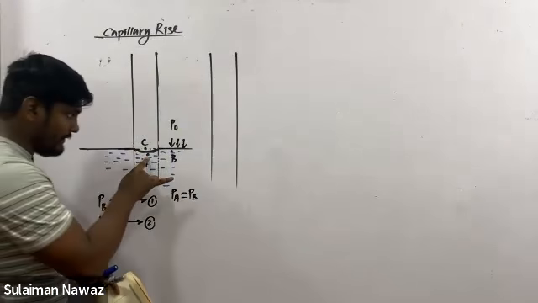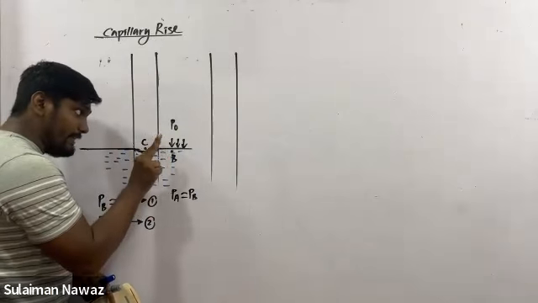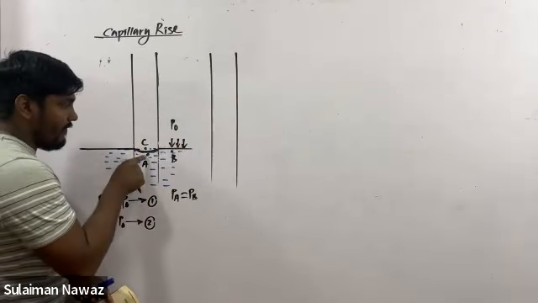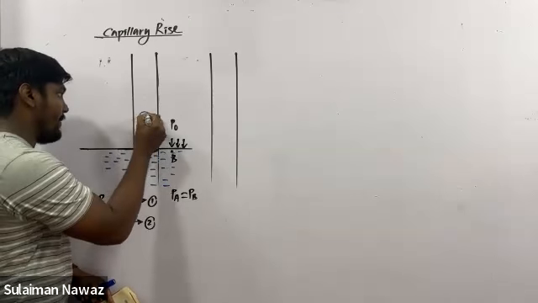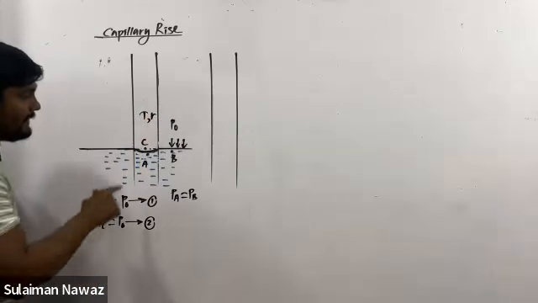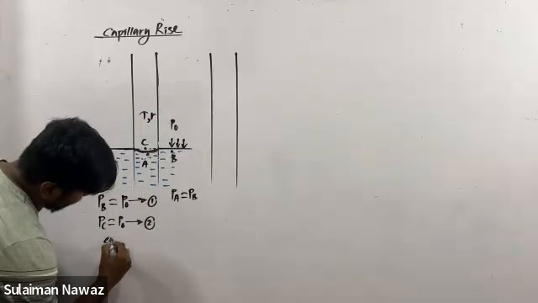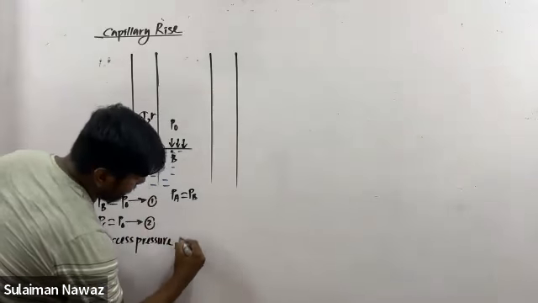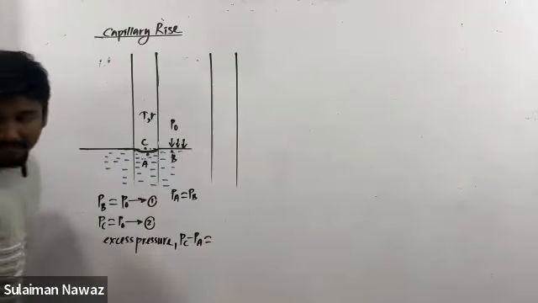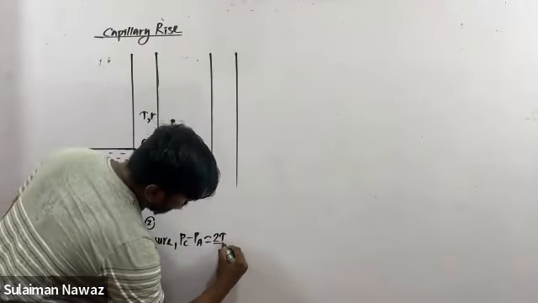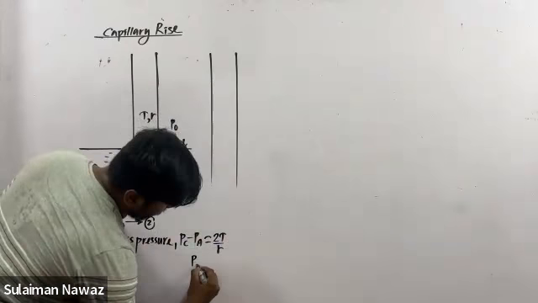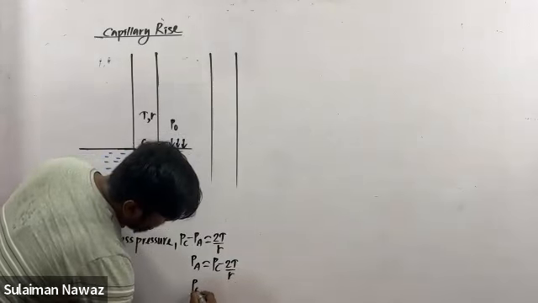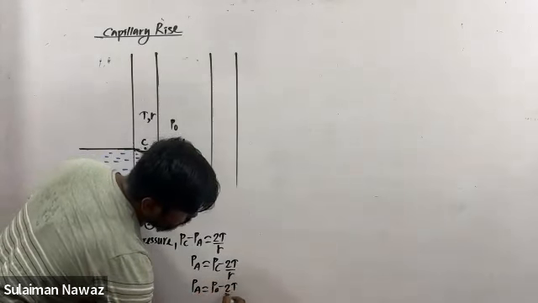That's the important idea. If these two points are at the same level, PA must be equal to PB. But I can write down PA in terms of P naught, surface tension T, and radius of curvature R. The excess pressure, PC minus PA, equals 2T over R. Then I can write pressure at point A, PA, equals PC minus 2T over R. That means pressure at point A equals P naught minus 2T over R.